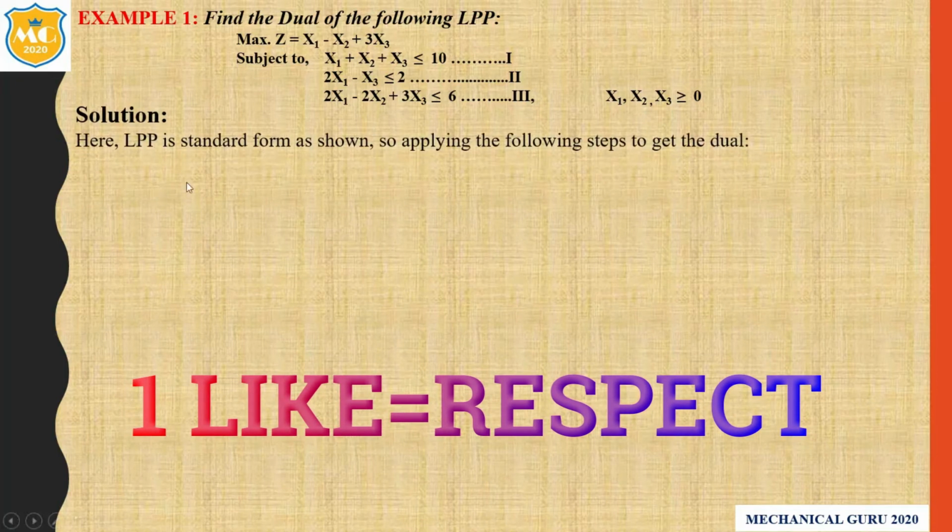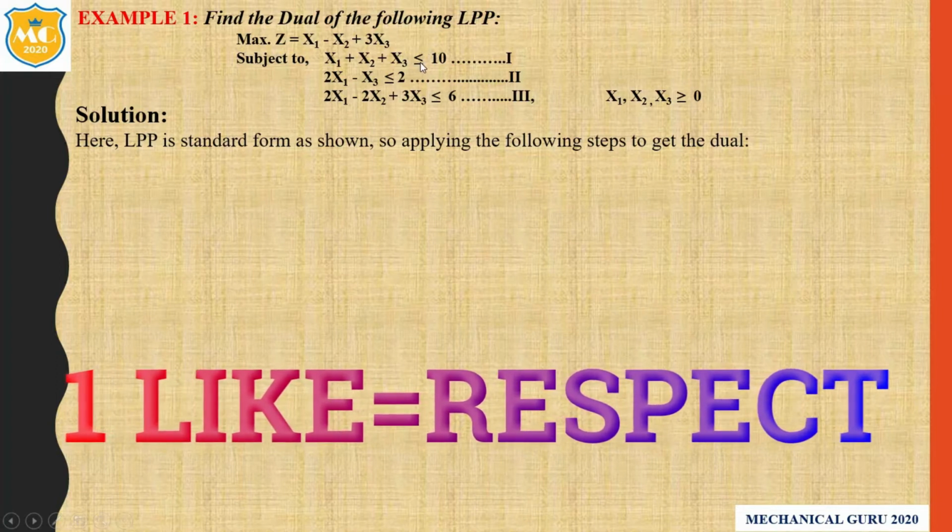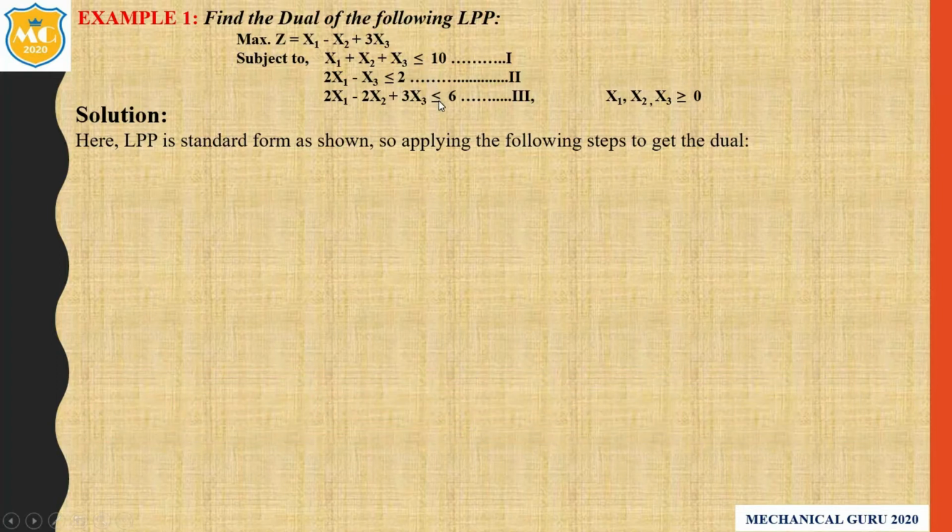So here the LPP is in standard form, as shown. Applying the following steps to get the dual. Standard form means all the signs should be the same. If the problem is maximization, then all the signs are less than or equal to. If equal to, no problem. But if the sign is greater than or equal to, then we will solve that in the other example.